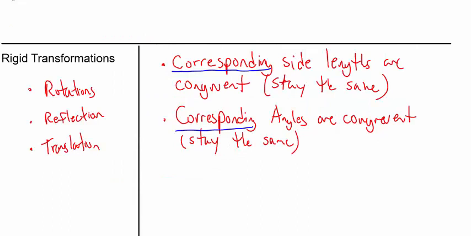Alright, so let's take some notes. So when you perform a rigid transformation, either a rotation, a reflection, or a translation, the corresponding side lengths are congruent, meaning they stay the same length, and the corresponding angles are also congruent. They stay the same.